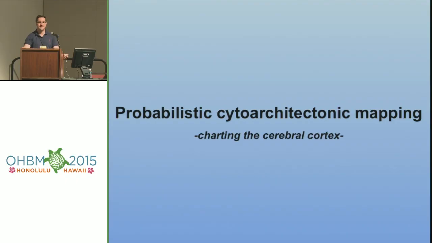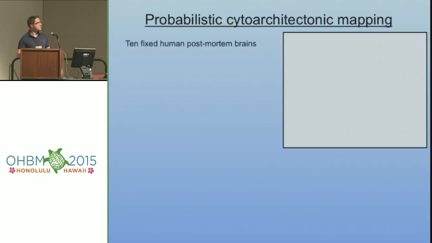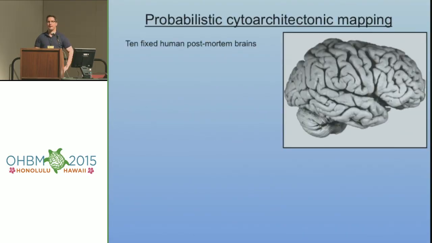So as a strategy to overcome this and provide a new anatomical reference frame for the cortex, we have been working for many years on what's being called the JuBrain Probabilistic Cytoarchitectonic Atlas. The idea here is to provide a microstructural atlas of the brain in standard MNI coordinates.